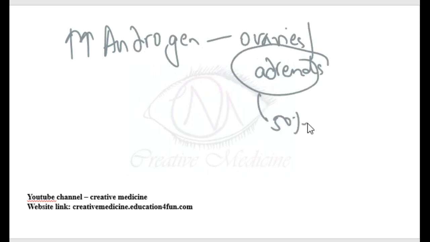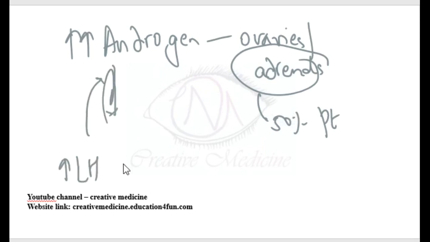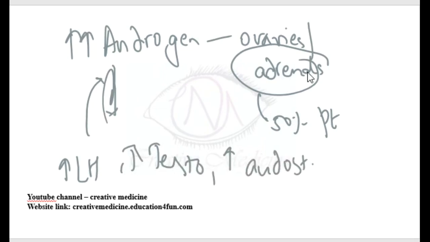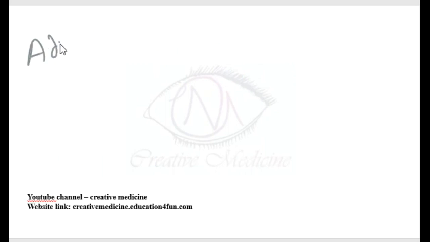Excessive production of androgens, mainly from the ovaries, occurs whenever there is increased LH, hyperinsulinemia, increased testosterone mainly, and increased androstenedione. Excessive production of androgens from the adrenals is seen in 50% of females.